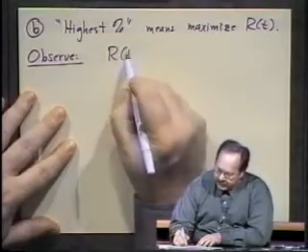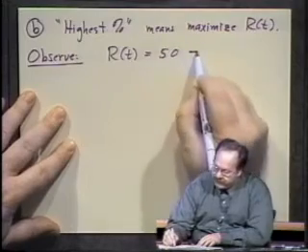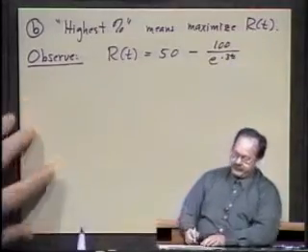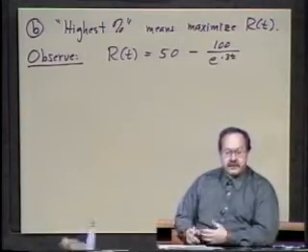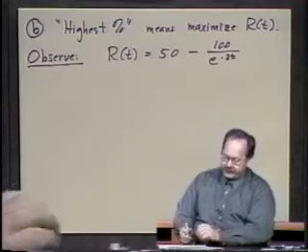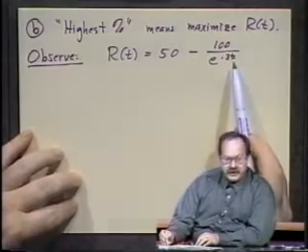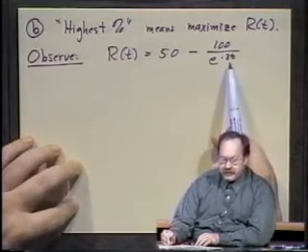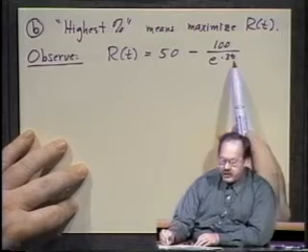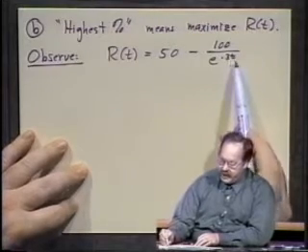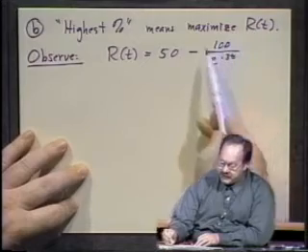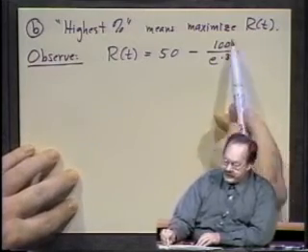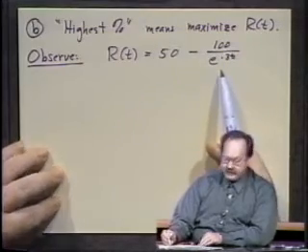Remember what we had. R of t written in my second form here, 50 minus 100 over e to the 0.3t. And let's do a little analysis on this, and then we'll see if the graph will confirm what we learn. As t grows, as time goes onward, 0.3t also grows. That's just a multiple of t, so it grows. E to a power that grows will also grow. But this is on the bottom of a fraction, which means the fraction will shrink. And if t goes all the way out to infinity, the fraction will shrink away to 0.